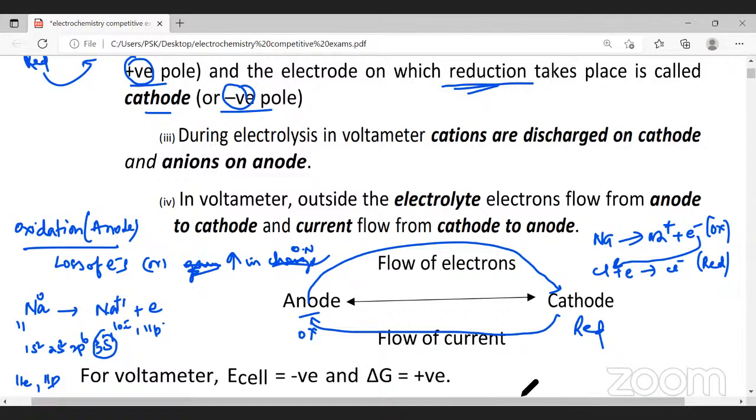Did you understand what is oxidation and reduction? Now, what do you mean by oxidation? Loss of electron is called oxidation. Gain of electron is called what? Reduction. And at anode, what takes place? Oxidation. At cathode, it is what? Reduction. All right.